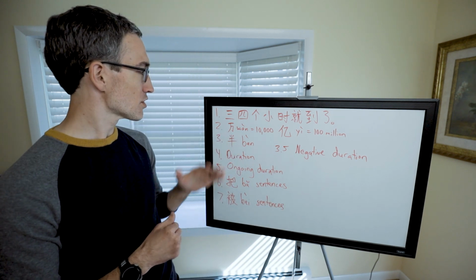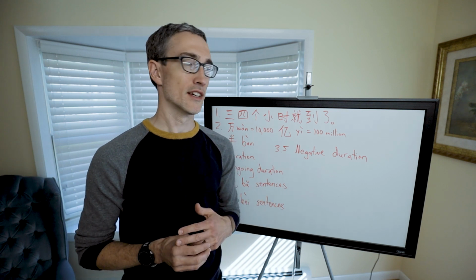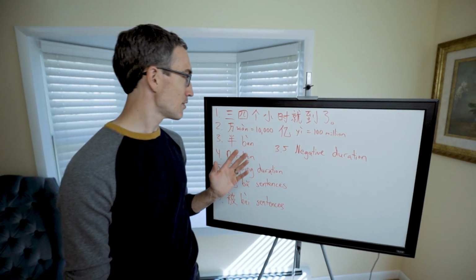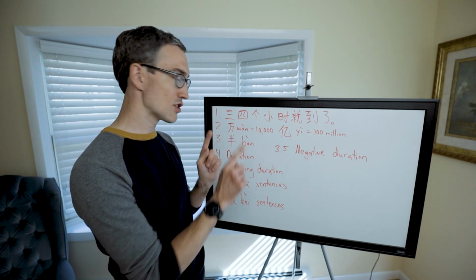All right, so we're just going to go over these one by one, all the grammar points that we've learned this week. The first one is fairly simple. It is approximating numbers that are next to each other.